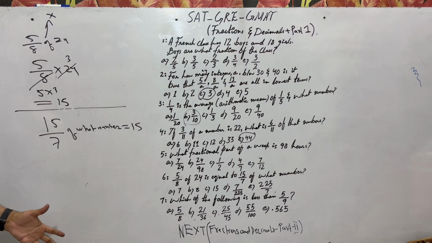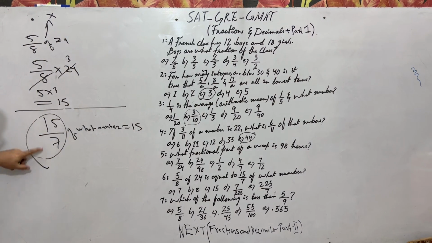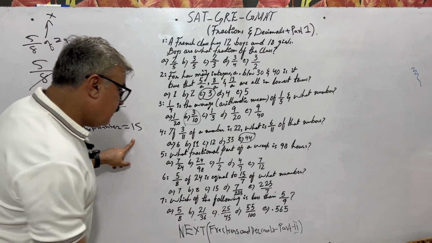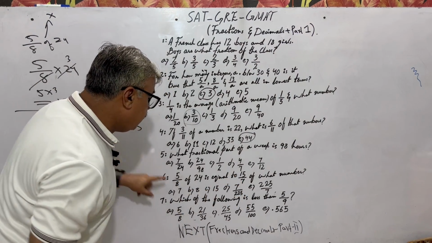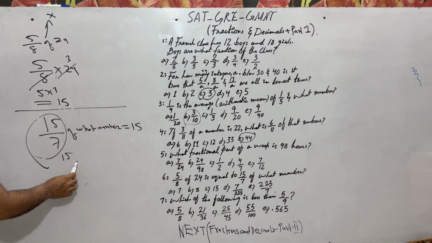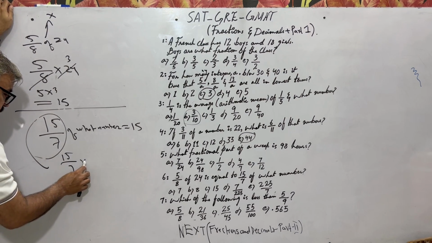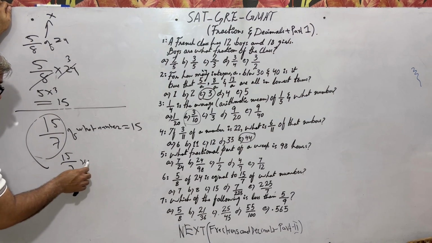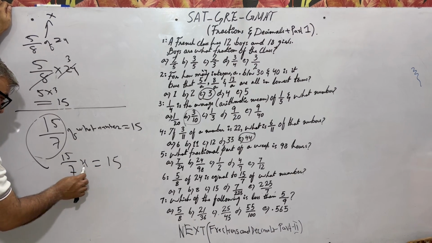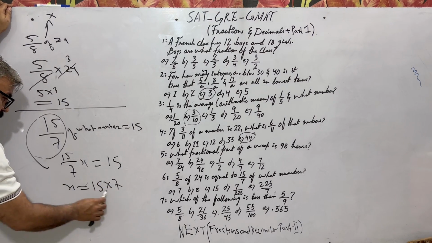Then we have to find this 15 is what part of 15 upon 7 of what number? Suppose it is x, as we have already mentioned here. 15 upon 7 of x is equal to 15. Solve for x. We have 15 times 7 over 15.